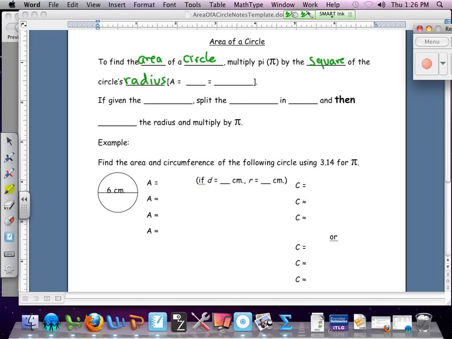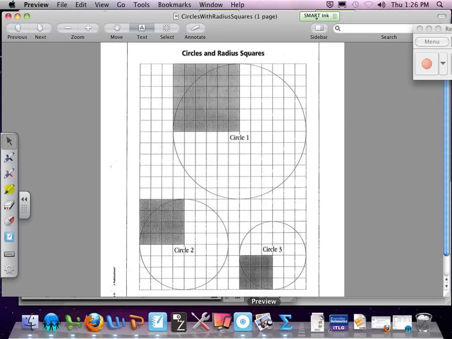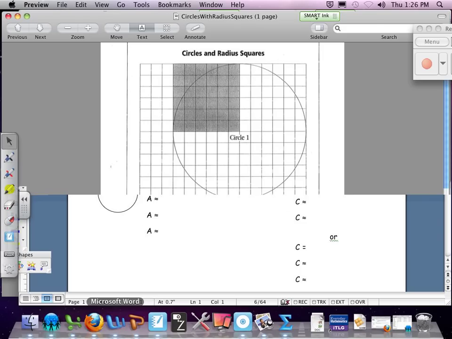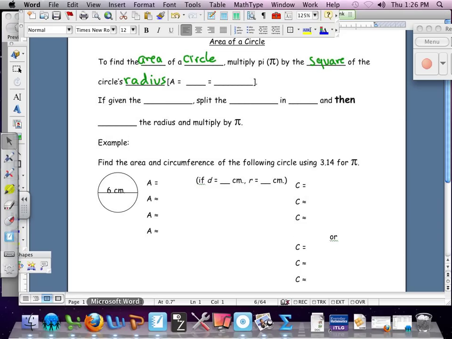And the reason is because it would take just over 3 of these radius squares to completely cover the circle without having extra. So it would take 3.14159 and so on amount of them. The formula on your formula sheet that you can use at any time to make sure you're using the right thing is going to say pi r squared.